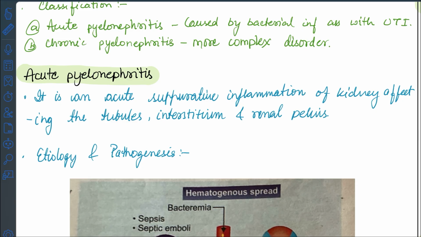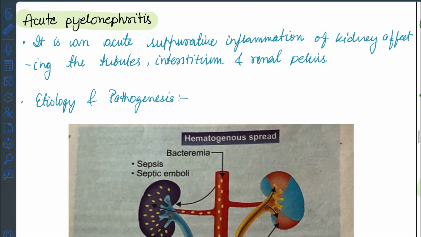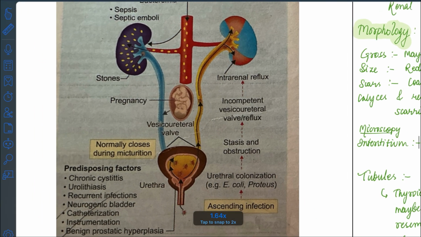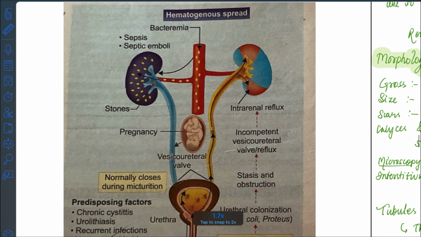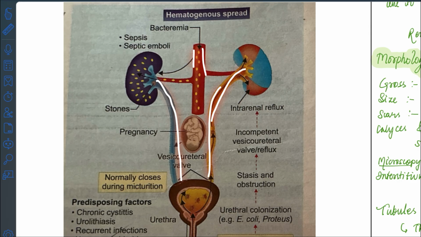Coming forward to acute pyelonephritis, it is an acute suppurative inflammation of the kidney which affects the tubules, interstitium, and renal pelvis. It is actually an inflammatory condition. The etiology and pathogenesis of the disease we can see in this one simple diagram. Here in this diagram we can see the two kidneys, the renal artery and renal vein, the ureter, and then the bladder.